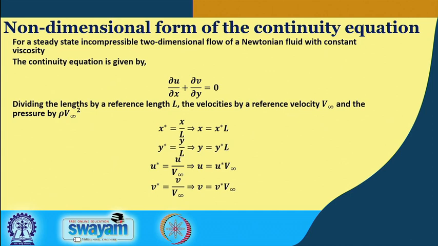As you know, the continuity equation gives us the overall mass balance for a system, and continuity is overall mass balance, whereas separately we will do the mass balance for the species. So here we assume that we have a steady state incompressible two-dimensional flow of a Newtonian fluid with constant viscosity.